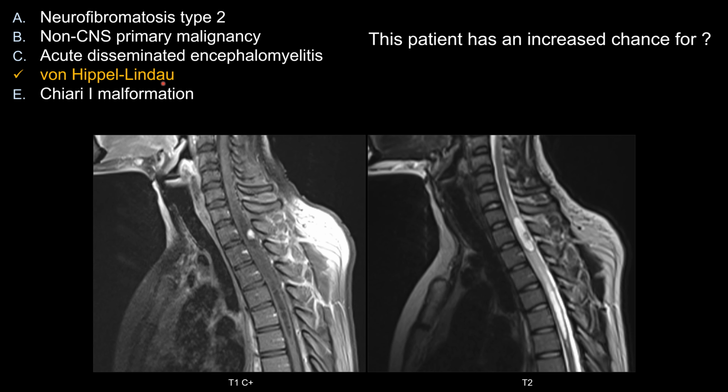So the correct answer in this case is D, Van Hippel-Lindau. This patient has increased risk for Van Hippel-Lindau. Let's look at this lesion right here.